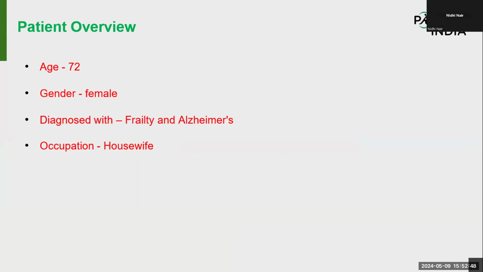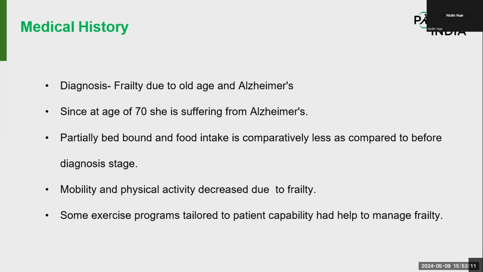Good evening, all. Myself, Nidhi. I'm a postgraduate student in social work. Today, I'm going to take the presentation based on the topic elderly and vulnerability. Here is the patient overview. The patient is 72 years old, female, diagnosed with frailty and Alzheimer's. She's a housewife. Her medical history diagnosis is frailty due to old age and Alzheimer's. Since the age of 70, she has been suffering from Alzheimer's, is partially bedbound, and food intake is comparatively less as compared to the diagnosis stage.